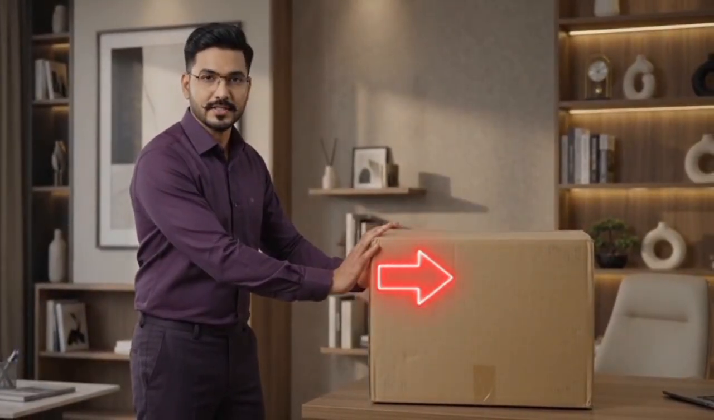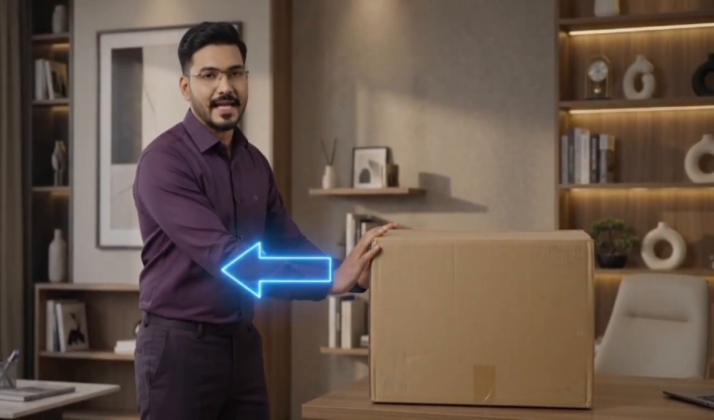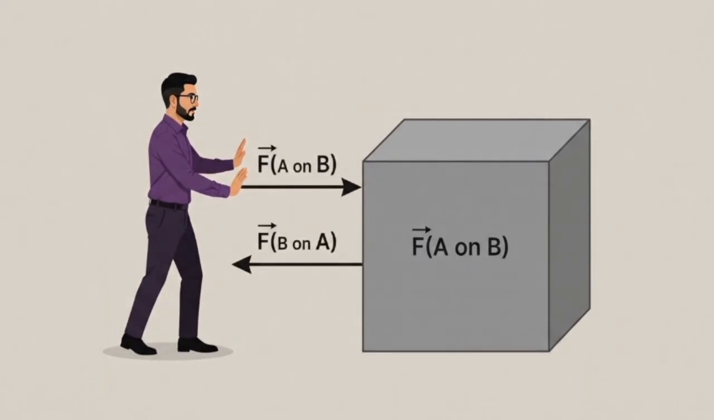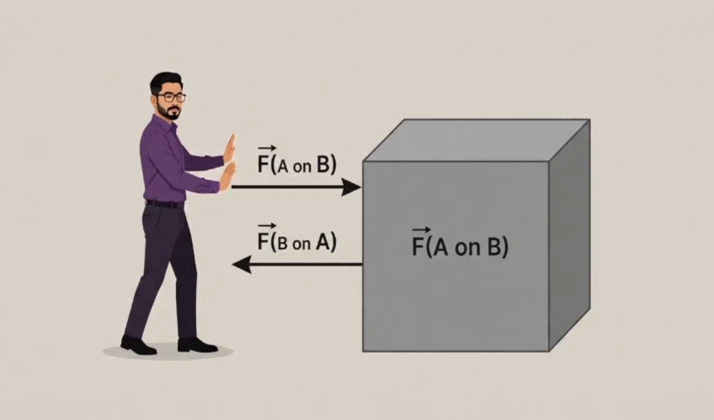There is an important point. Action and reaction forces act on different objects. That is why they do not simply cancel each other. We can identify the pair as the force of A on B and the force of B on A.